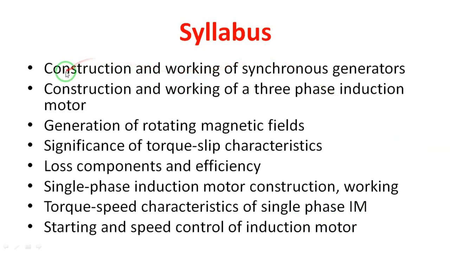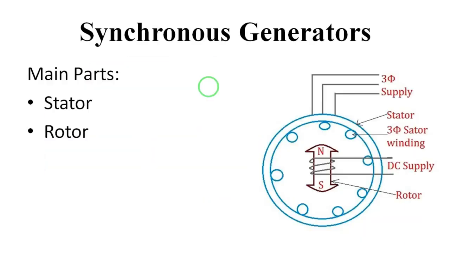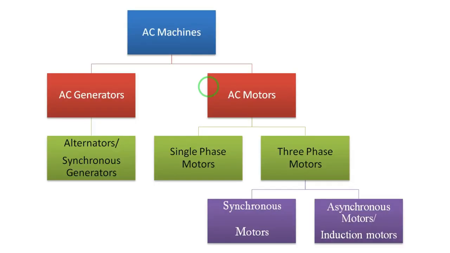Those are construction and working of synchronous generator, construction and working of synchronous motor, and what are the types of synchronous generators. Now in this lecture we will learn about the construction, advantages, disadvantages, and uses of squirrel cage induction motor. This is the classification of AC machines. I will revise it again.